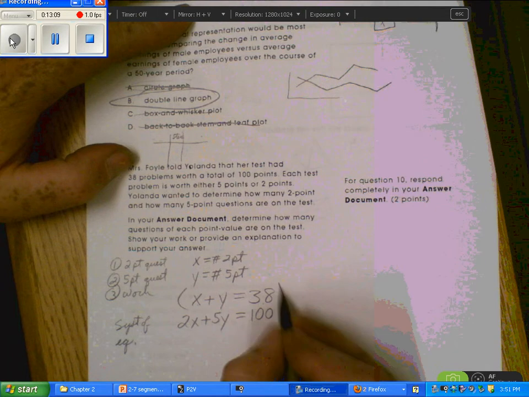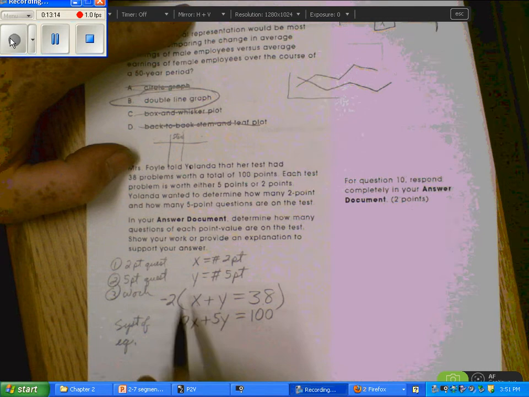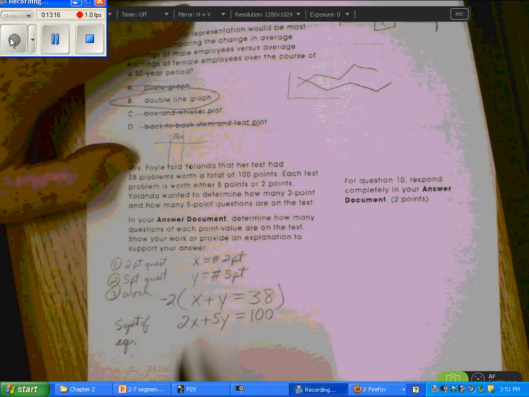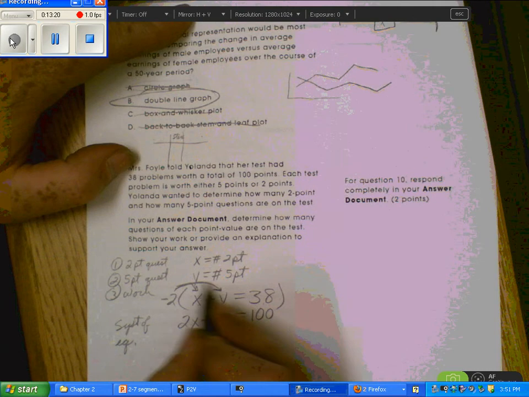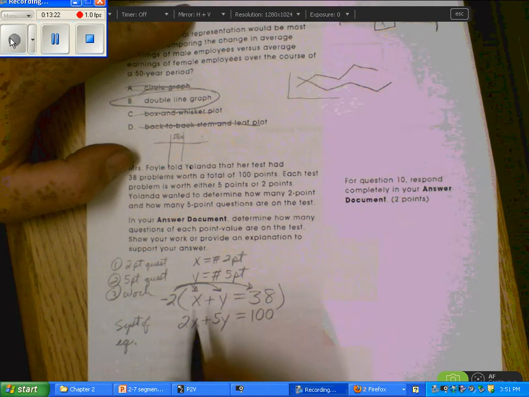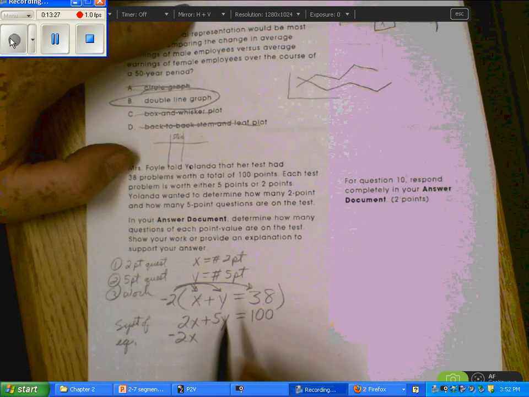And when I say elimination, what I mean is we're going to eliminate one of the variables, and we do that by making one of the variables opposites. I'm going to do the x's. I'm going to take this first equation and multiply everything in there by -2. -2 times x is -2x. That makes the x opposites there, so they're going to cancel each other out.